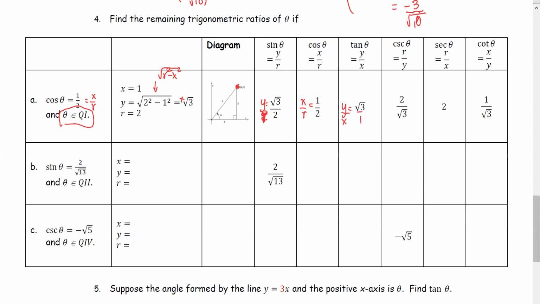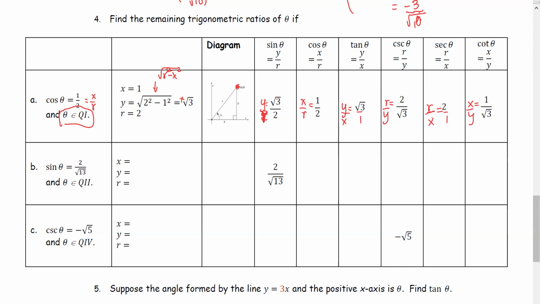The cosecant theta is r over y. R is 2, y is square root 3. The secant theta is r over x. R is 2 and x is 1. The cotangent theta is x over y. X equals 1 and y is square root 3.